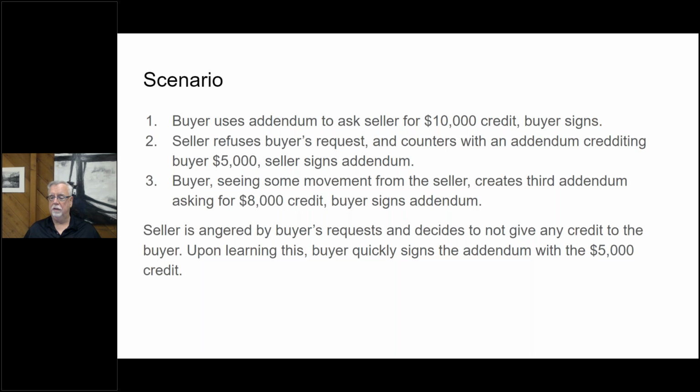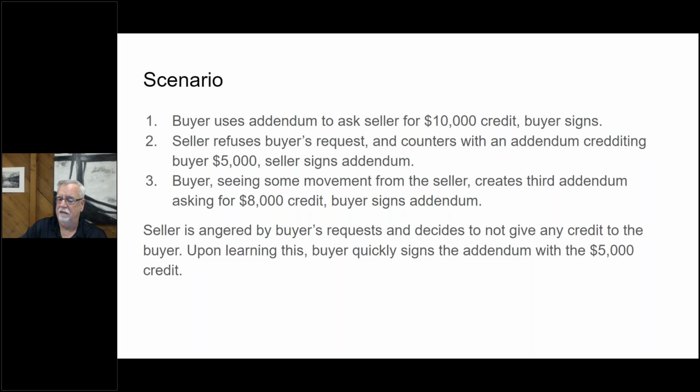Buyer then signs the third addendum, and the third addendum asks for $8,000 worth of credit. So at this point, we have addendum number 1 only signed by the buyer. We have addendum number 2 only signed by the seller. And we have addendum number 3 only signed by the buyer. So now the buyer comes back saying, how about 8? And this really ticks off the seller, and the seller is cursing, and I'm not giving you a penny.